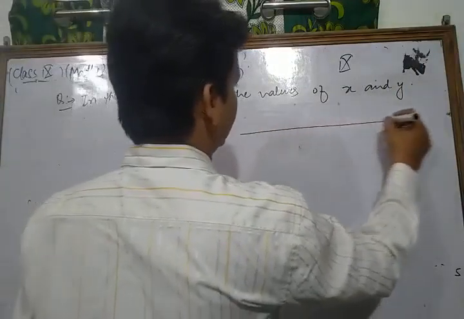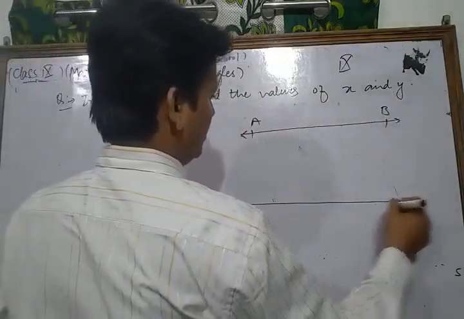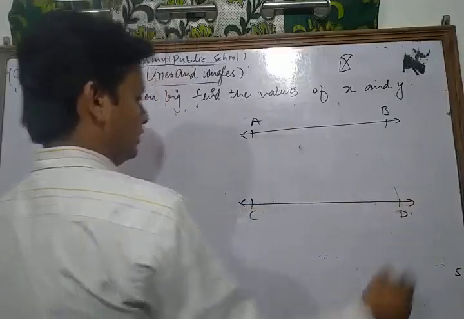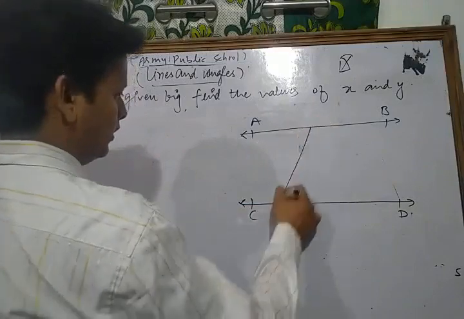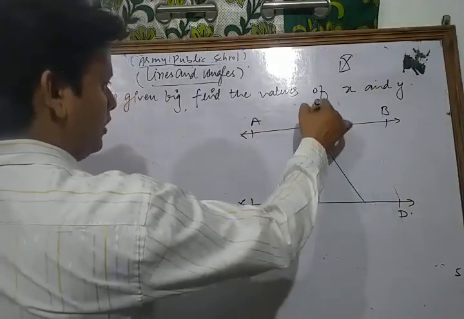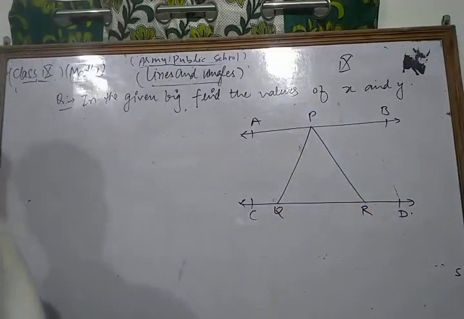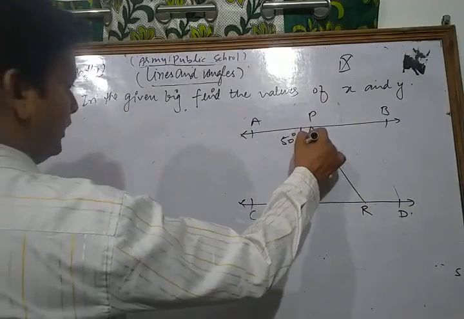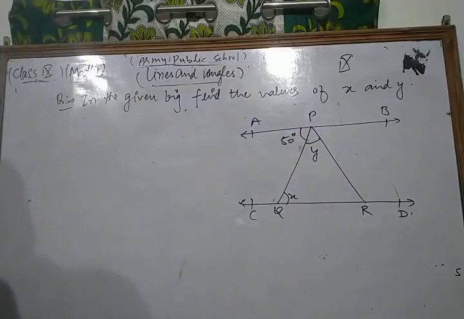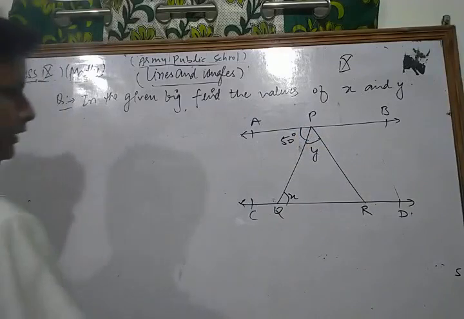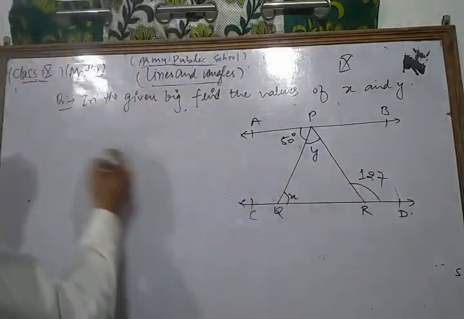are two parallel lines. Here this is AB and CD are two parallel lines. Here this is P, Q, R. Okay, and this is 50 degrees, this is Y, this is X, and this is 127. Okay, now let's see its solution.